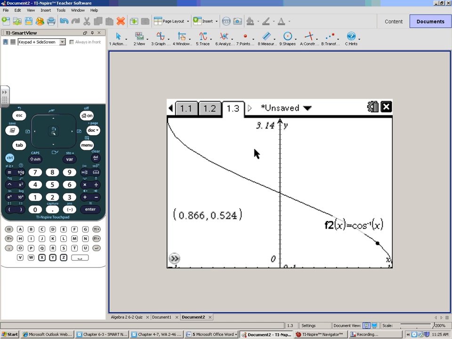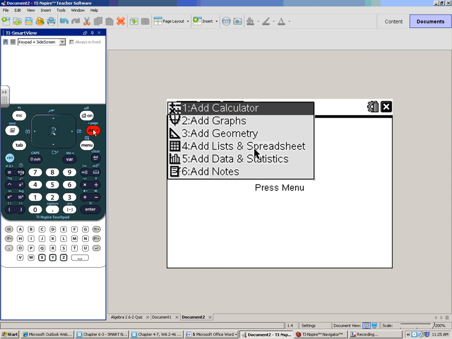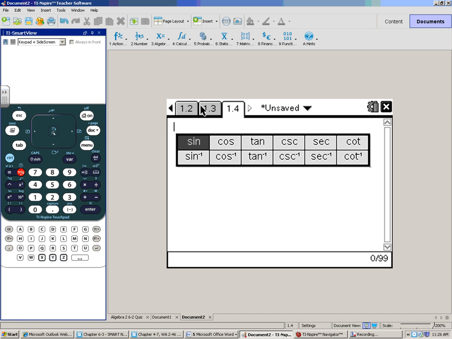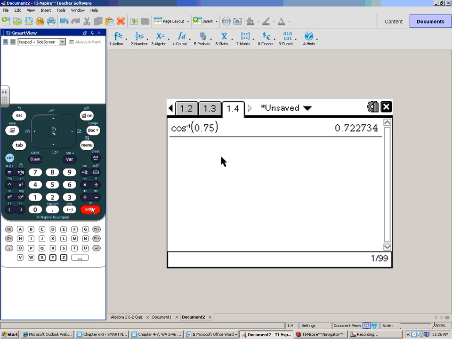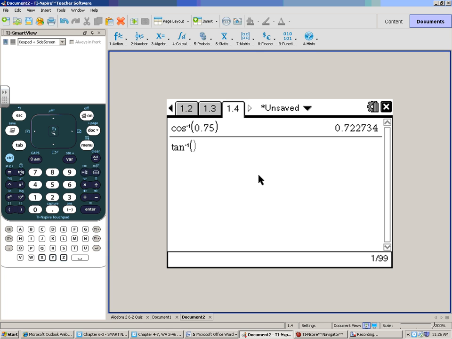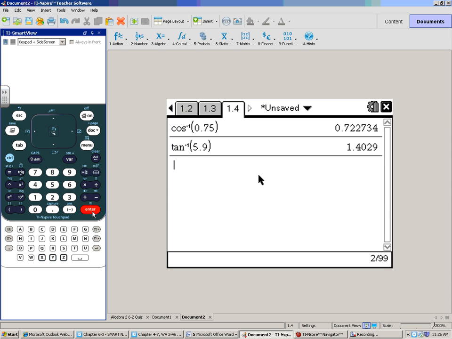All right, 13 through 24. It says use a calculator to approximate the value of the expression. Very easy concept. I'm going to add a new page. I need a calculator page. And for 13 through 24, I want the cosine inverse of 0.75. I hit trig, cosine inverse, 0.75, and hit enter. There's your answer. For 24, I do tan inverse of 5.9 and hit enter. Do we understand that? Any questions over 13 through 24?